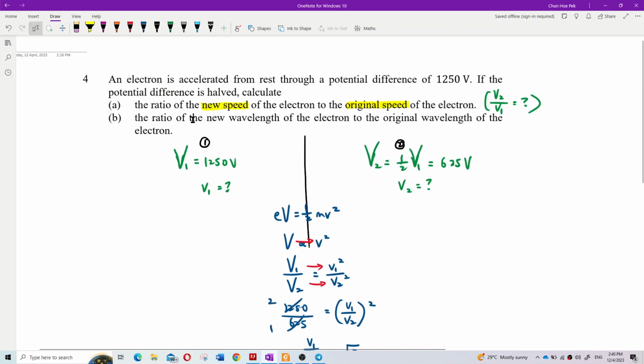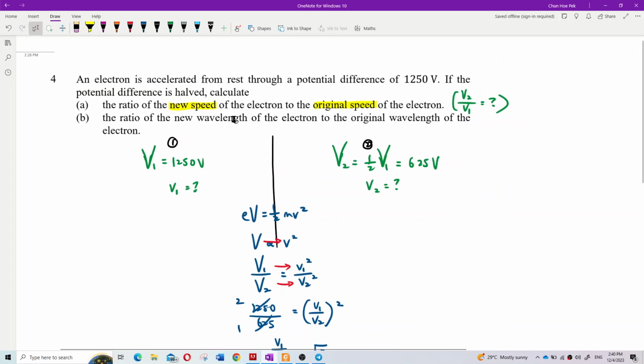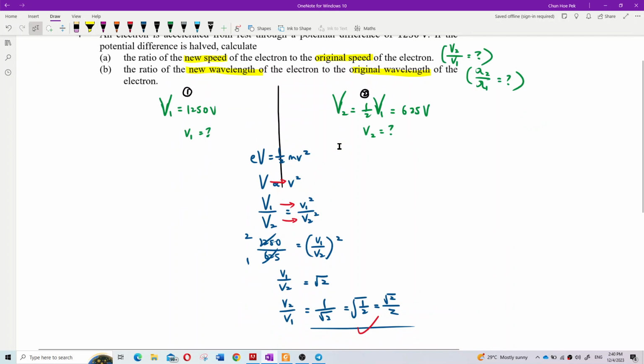Now, how about the B? What's the ratio of new wavelength to original wavelength? So you want the new wavelength to original wavelength. That means you want lambda 2 over lambda 1. So what's the answer? New wavelength over original wavelength. So let's find out. New wavelength to original wavelength. How should I do it?